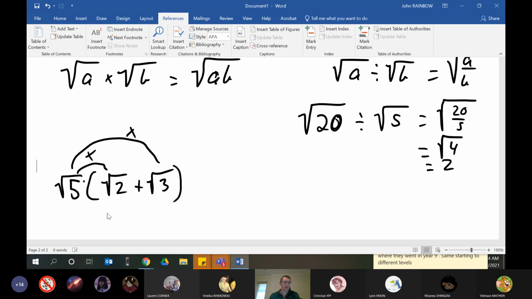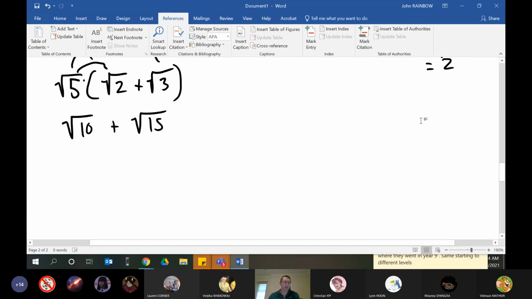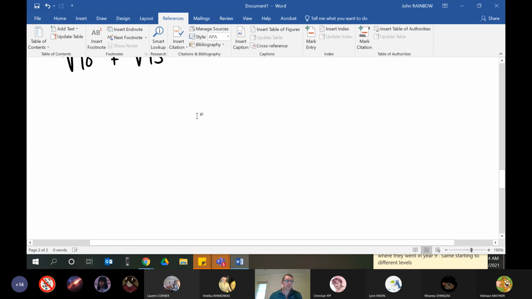So if you're ever multiplying surds, you just multiply the numbers in between. So it's going to be root 10 plus root 15. Now I can't add these together because they're not similar. I'm also looking for numbers that can come out of these, and there aren't any. Sometimes you might be able to simplify these down and it comes to the same number, and then you can add them. So that's pretty much the hard rules of multiplication and division.